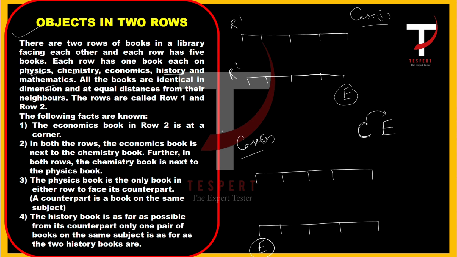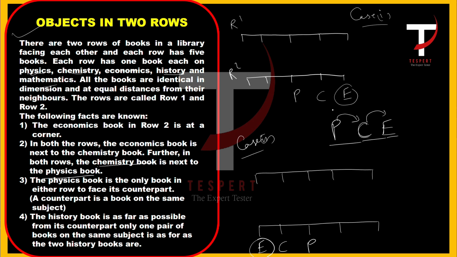Further, in both the rows, the chemistry book is next to the physics book. So PCE is the order, in both the rows. So let us name in case 2 first. As E is there, so E, C, P is the order. And as E is there, P, C, E is the order.